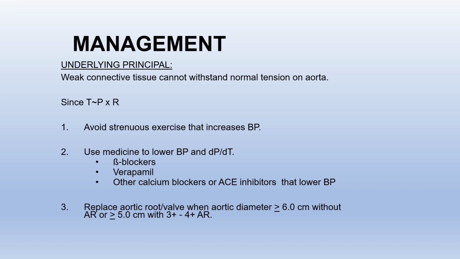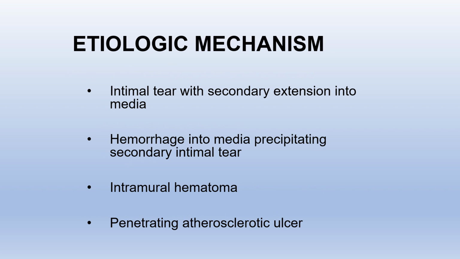Replace the aortic root and valve when the aortic diameter is more than 6 centimeters without AR, or more than 5 centimeters with 3 plus to 4 plus AR. Etiologic mechanism: the intimal tear with secondary extension into the media, hemorrhage into the media precipitating the secondary intimal tear, intramural hematoma, and penetrating atherosclerotic ulcers can lead to dissection.